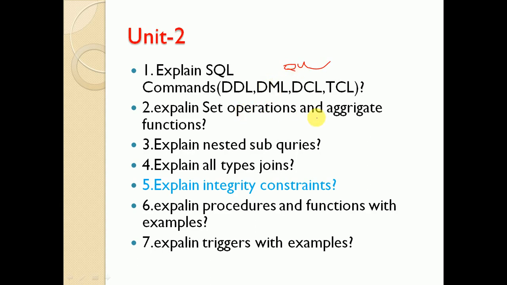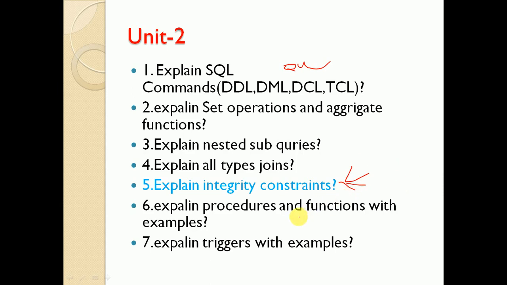Explain nested subqueries. Explain all types of joins: inner join, outer join, left outer join, right outer join. Explain integrity constraints. We have 5 types of constraints in this: primary key, foreign key, check, unique, not null. All these you have to explain with one example. This is a very important and damn sure expected question.